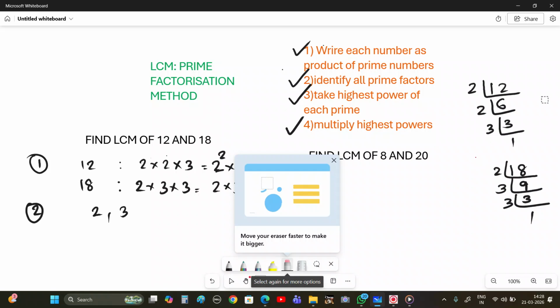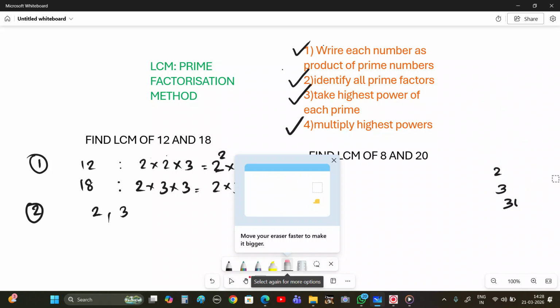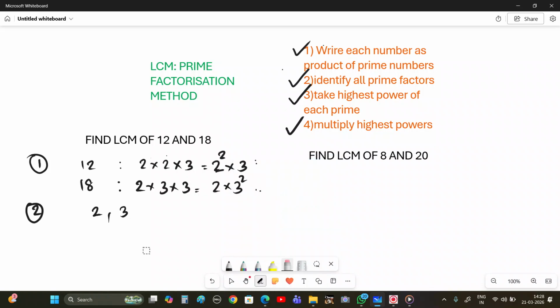So we identified the prime factors. Now what is the next step? In the third step, what are they telling? They are asking you to take the highest power of each prime.